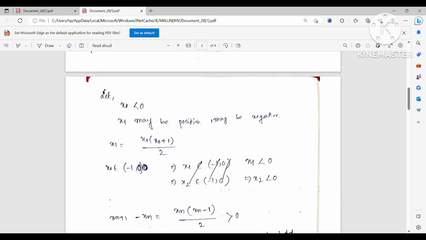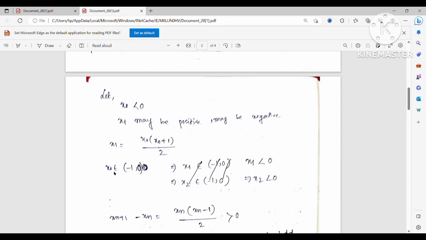Now come to the next part. If x0 is less than 0, then x1 is basically x0 into x0 plus 1 divided by 2. Now observe, there are two cases. If x0 less than minus 1, then both terms are negative, so the product of these two terms is actually positive. So if x0 less than minus 1, then x1 becomes positive, and if x0 greater than minus 1, then x1 becomes negative. So assume that x0 belongs to the open interval minus 1 comma 0, because we have already seen that for x0 equal to 0, it is convergent, right?